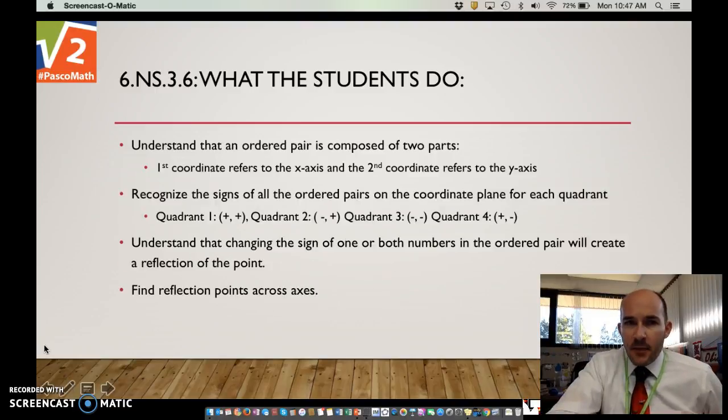Students also need to be able to understand that the ordered pair is composed of two parts. That first part refers to the x-axis, that x-coordinate, and the second part refers to the y-axis, that y-coordinate. They need to recognize the signs of all ordered pairs on the coordinate plane for each quadrant, with that first one being your positive positive, second being your negative positive, third being your negative negative, and fourth quadrant being your positive negative. They need to understand that changing the sign of one or both numbers in the ordered pair will create a reflection of that point. We showed you that on the teacher side, where it could be a reflection over the x-axis, y-axis, and when both signs change, a reflection across both. And then they need to be able to find reflection points across axes.